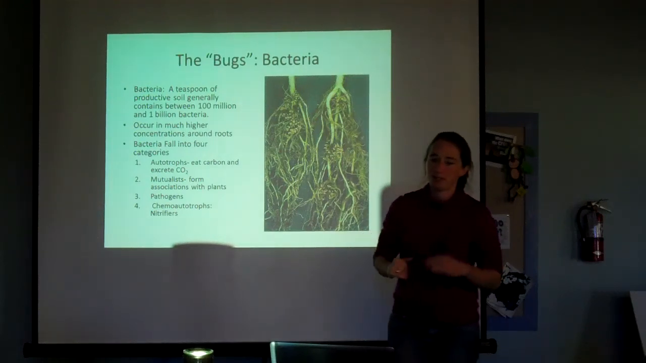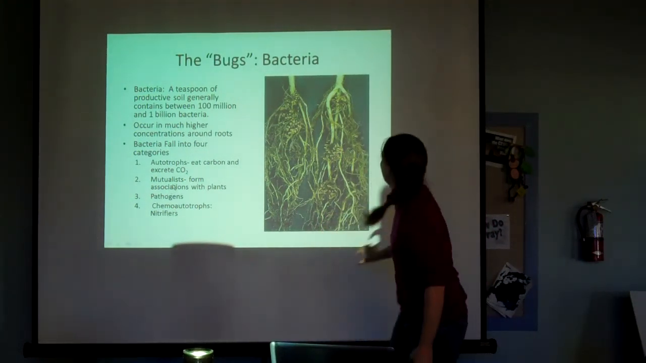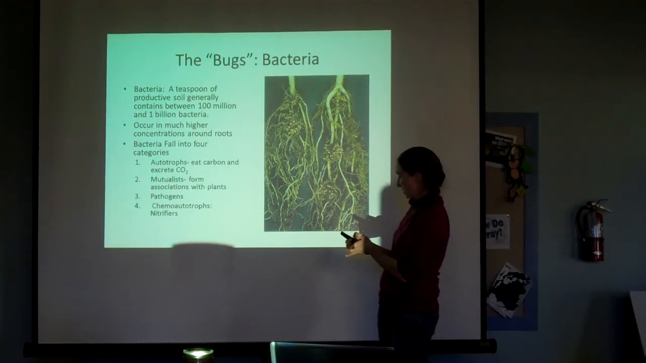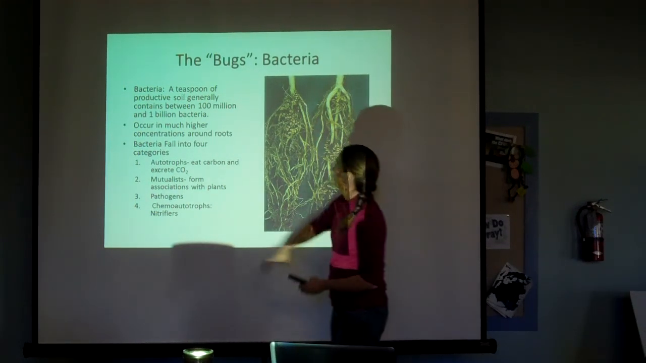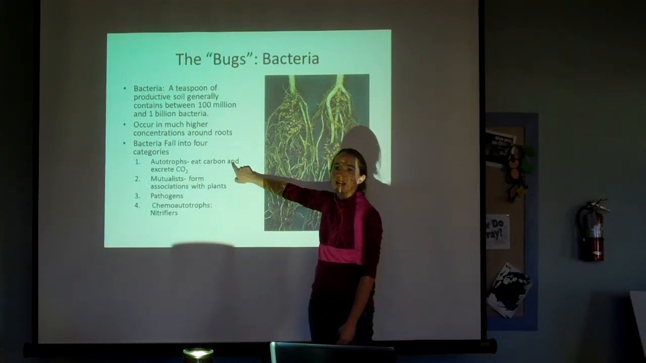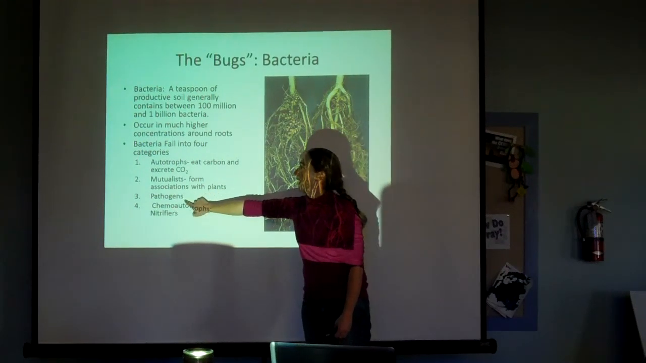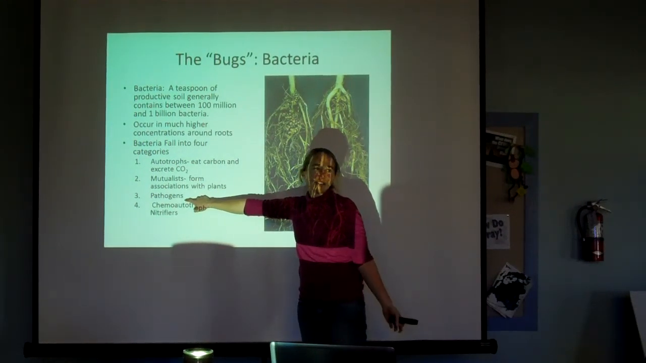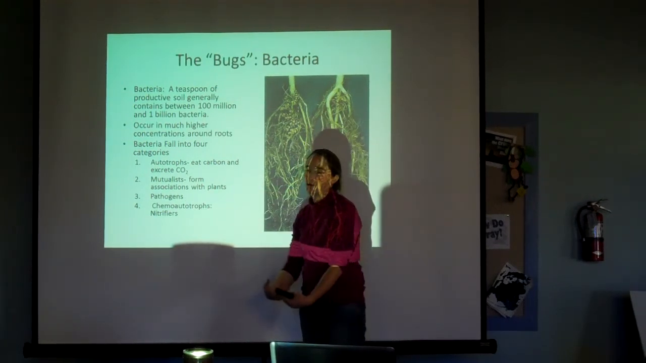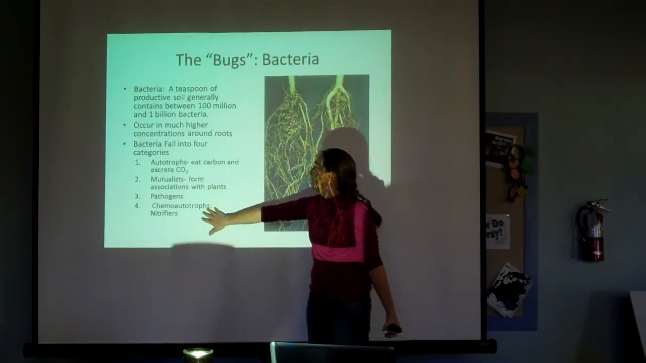There are 4 types of bacteria. The rhizobium is an example of a mutualist. Autotrophs are like us. They eat carbon and excrete CO2. Pathogens, you've all heard of damping off. That's a good example of a pathogen in soil. Or crown gall. That's a bacterial pathogen. And then chemoautotrophs.